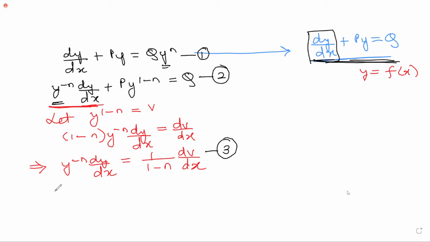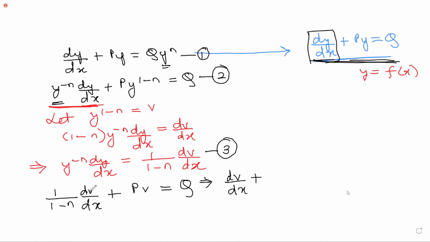And now what I will get? 1 upon 1 minus n dv by dx plus PV is equal to Q. And now one last step: I'll write this as dv by dx, cross multiplying this 1 minus n to P. So dv by dx plus P into 1 minus n into V is equal to Q into 1 minus n. Now, what do you think? Have we arrived? Have we got this form? Just compare and tell me. Have we got the form?